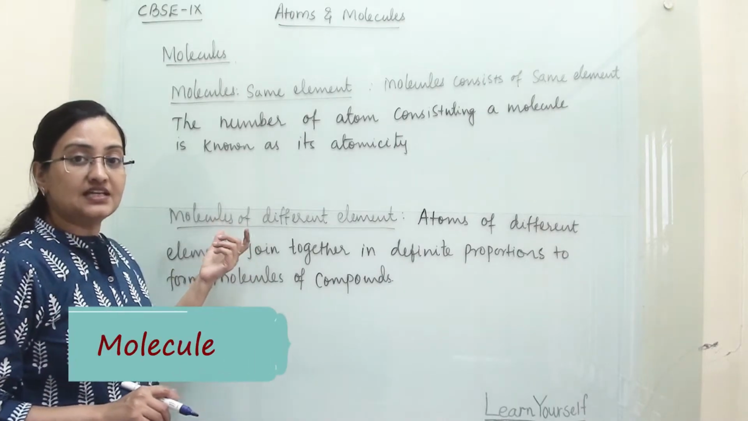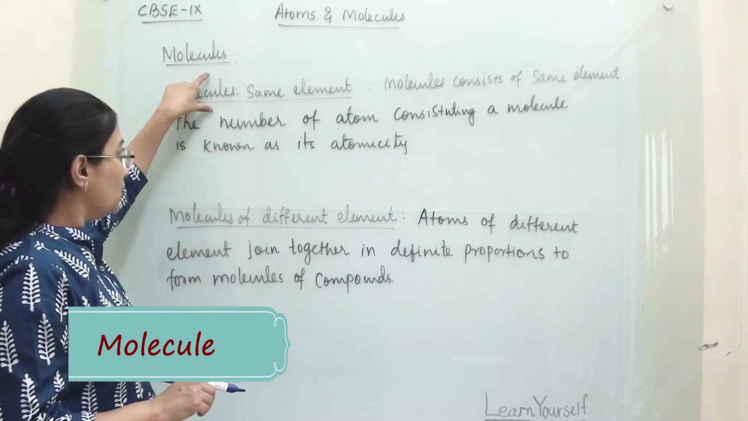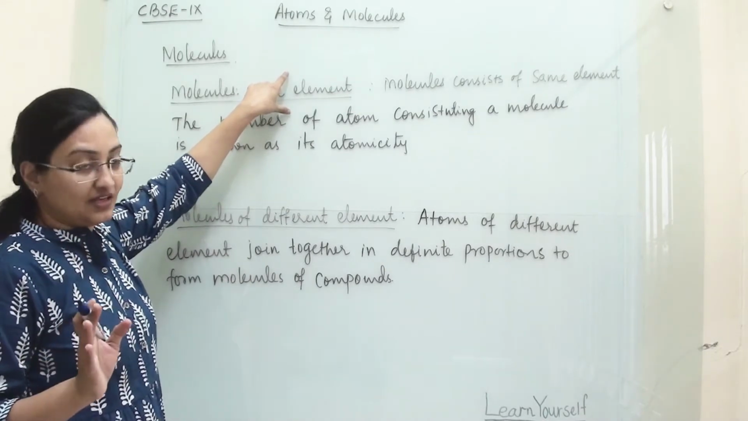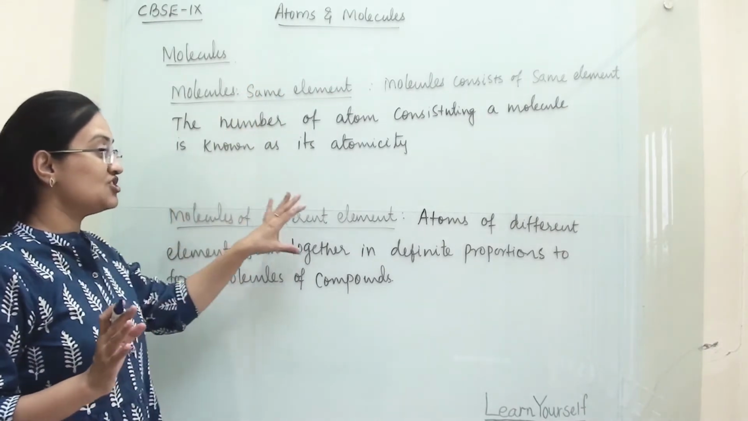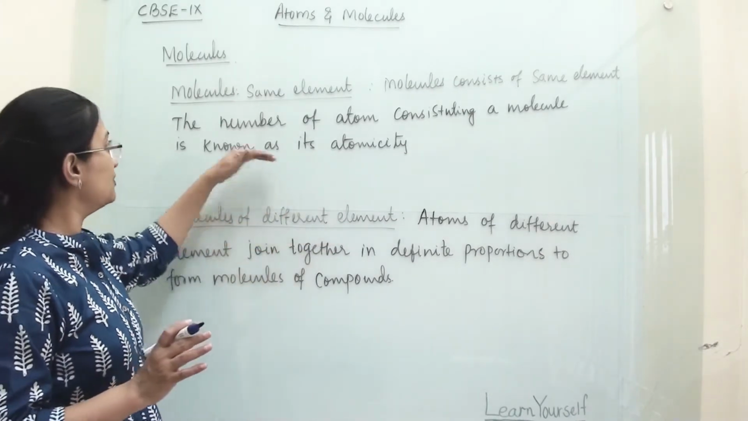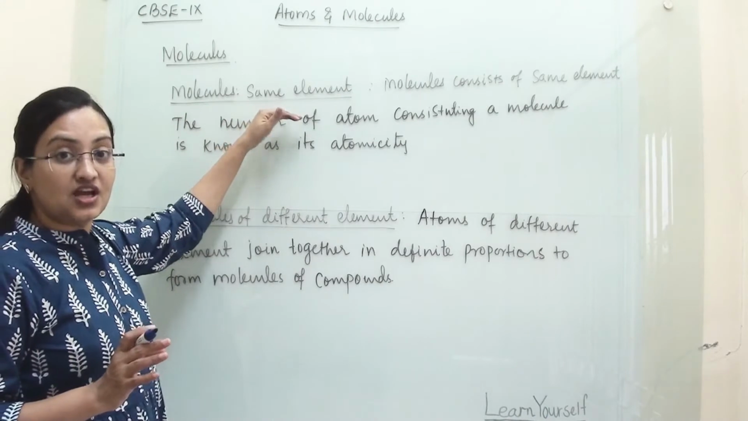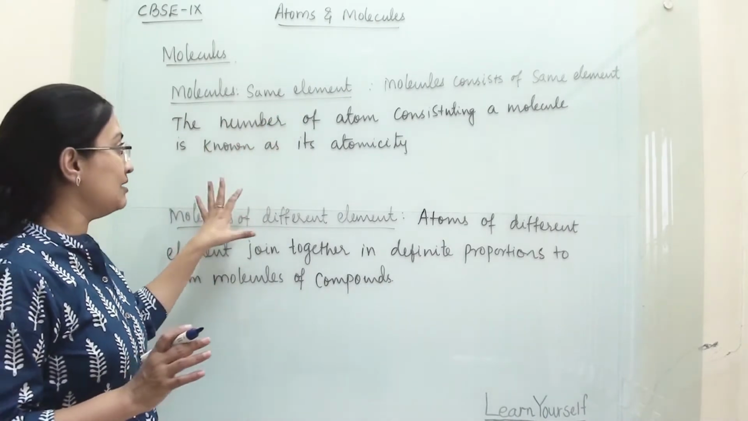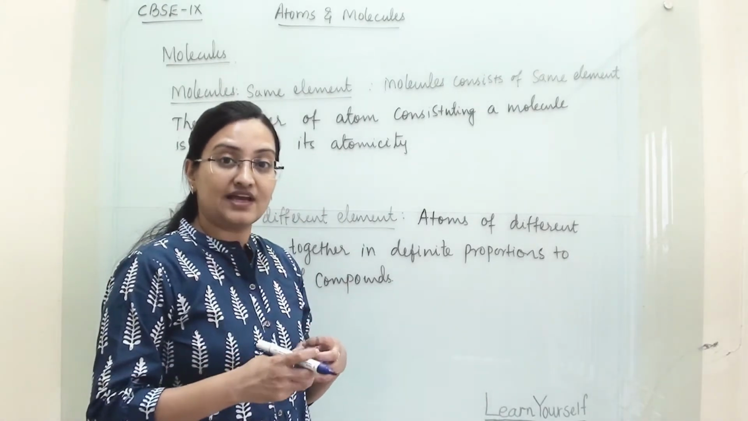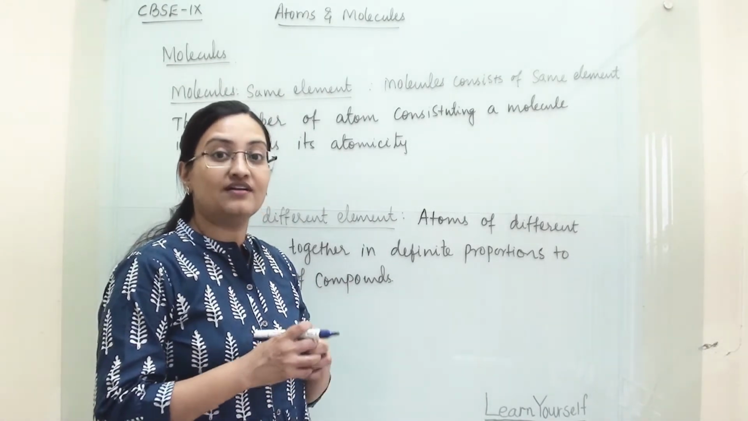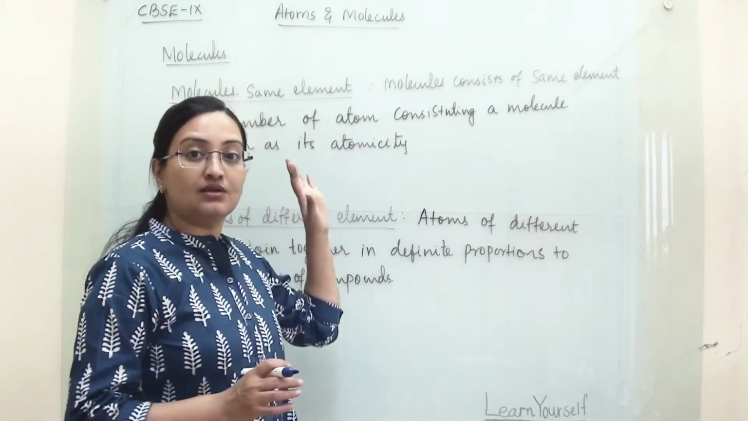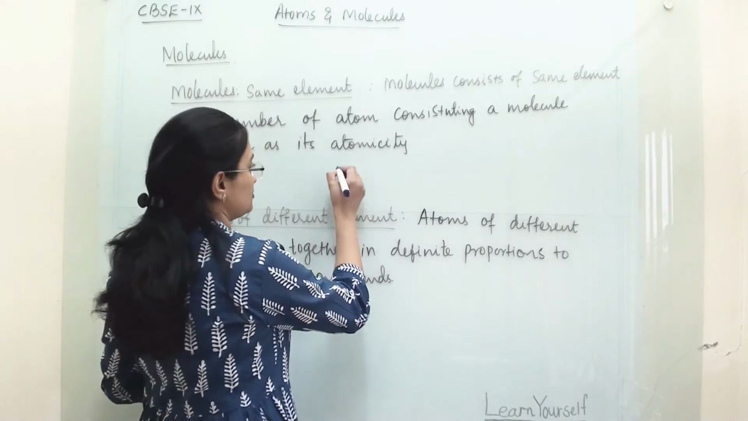Molecules are basically of two types. One kind of molecule is formed from the same element. The other type of molecules are known as compounds, and they are made up of different elements. First we will discuss the molecules which are made up of the same element. When atoms of the same element come together, form a chemical bond and make a molecule, it is known as just a molecule. For example, oxygen.